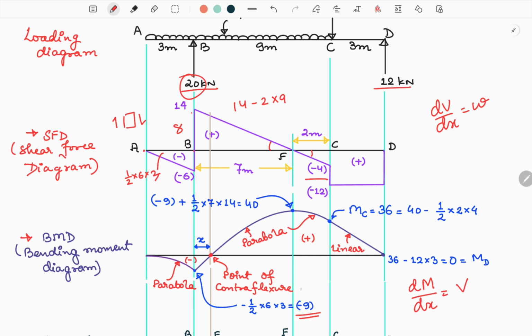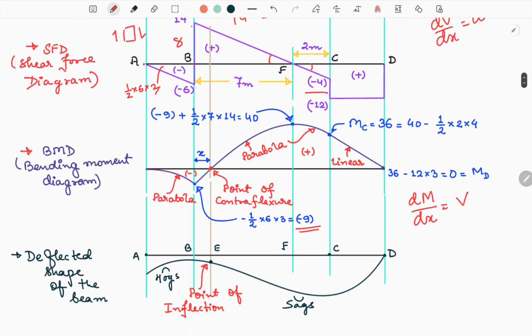and when the bending moment changes from negative to positive, at somewhere it will become 0. That point is known as point of contraflexure. We will calculate the value of that point of contraflexure later in this video. So we have to keep in mind that bending moment is negative and increasing, so the curve will be parabola. And between C to D, since there is no loading, shear force is horizontal, so bending moment will be linear. So we have to keep in mind between A to B, it is a parabola. From B to C, it is a parabola. But between C to D, it is linear.